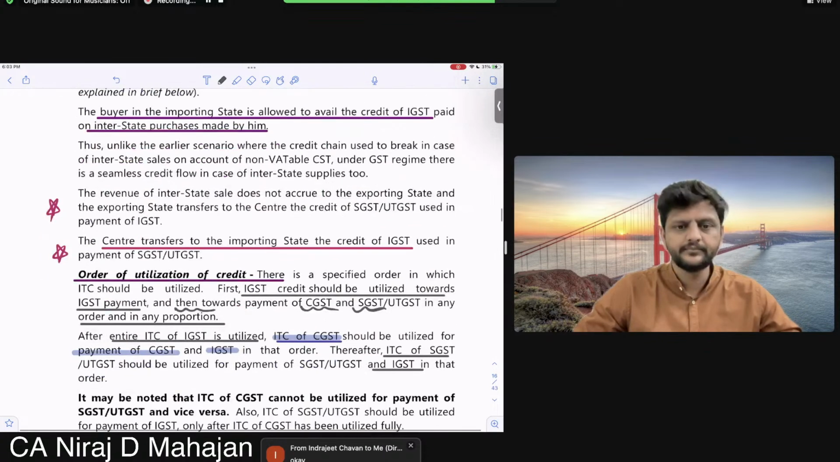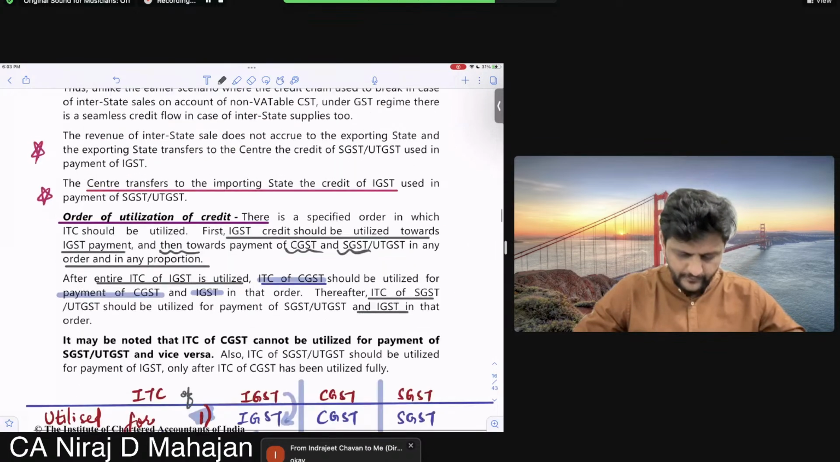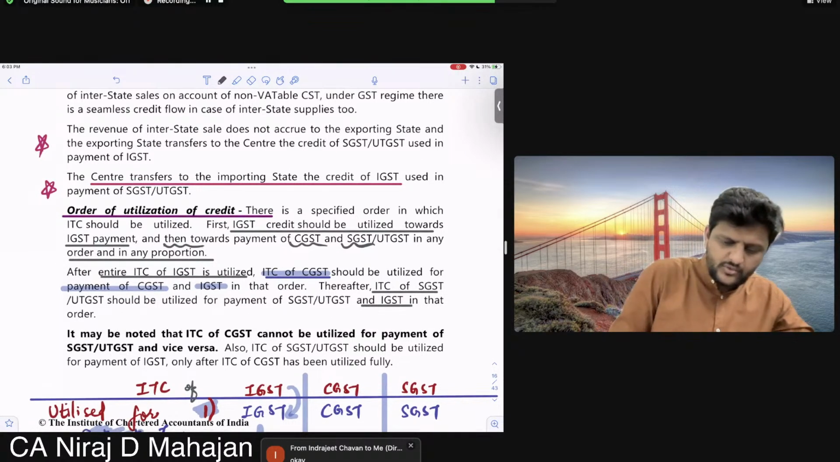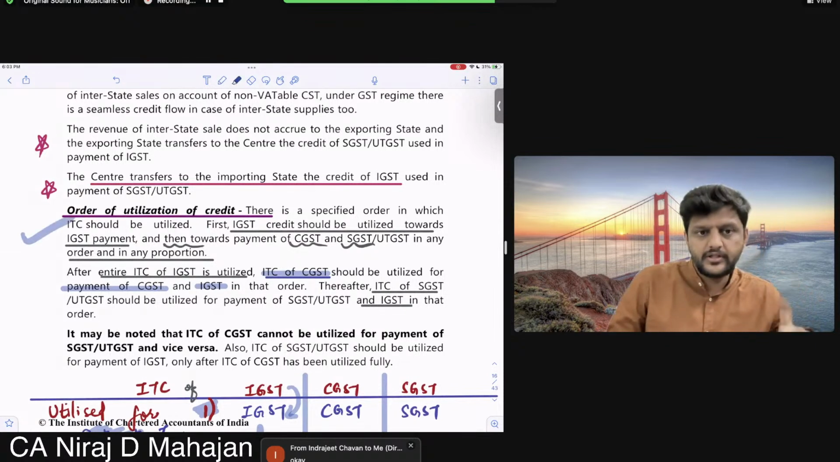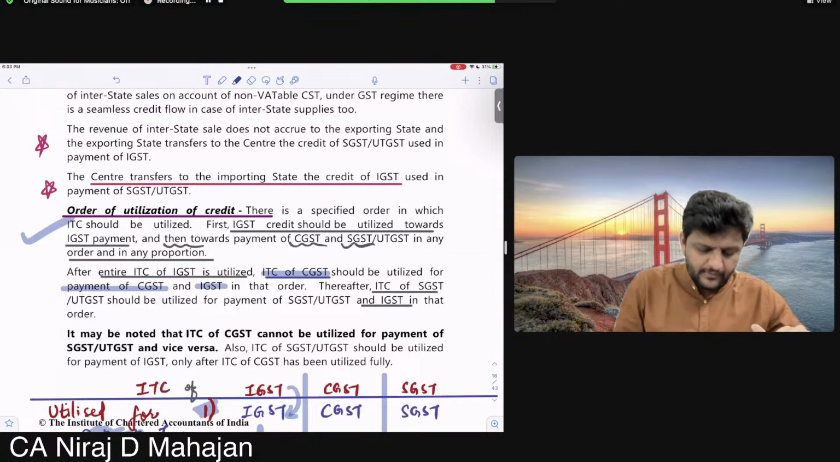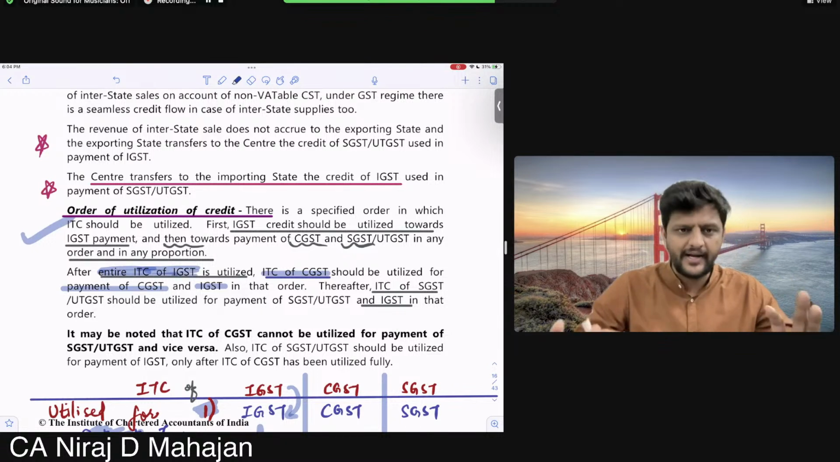Pay attention now. So this is what we just covered, this part. Underline this word: entire ITC of IGST. After the entire ITC of IGST is utilized, you can't keep any balance in IGST. You can't keep any balance in IGST. Understood, clear all of you?